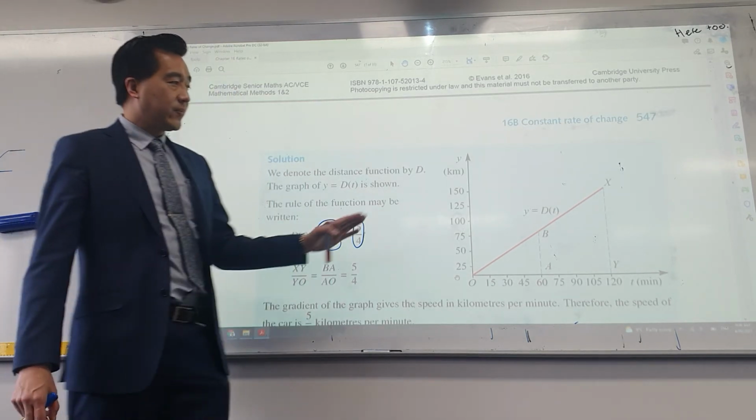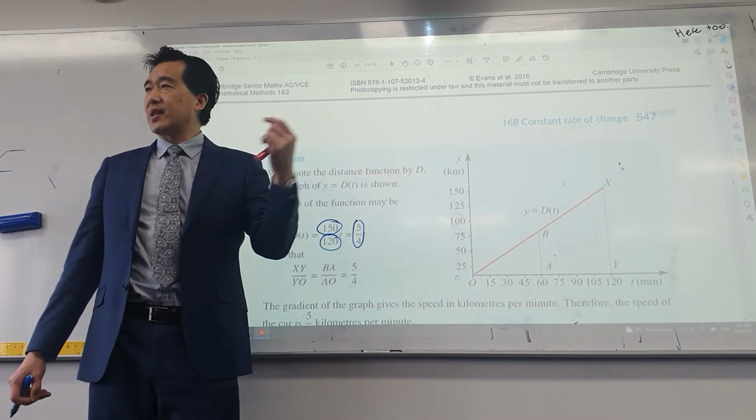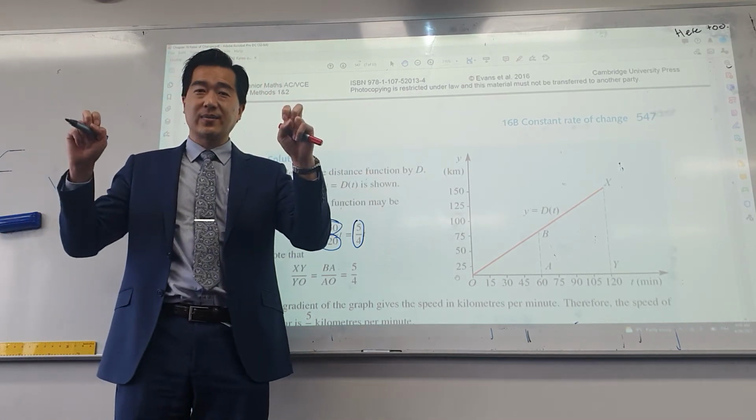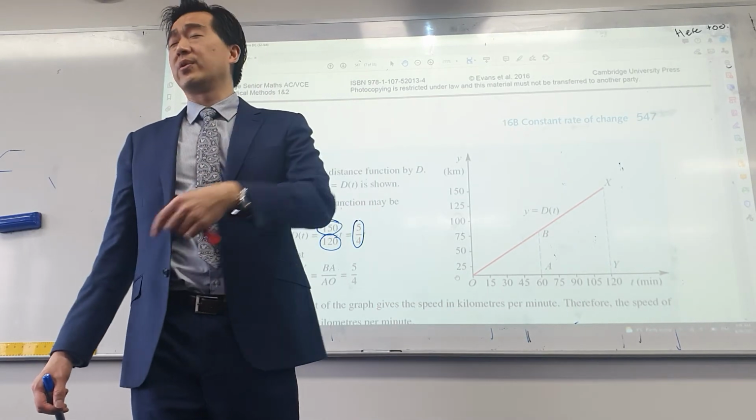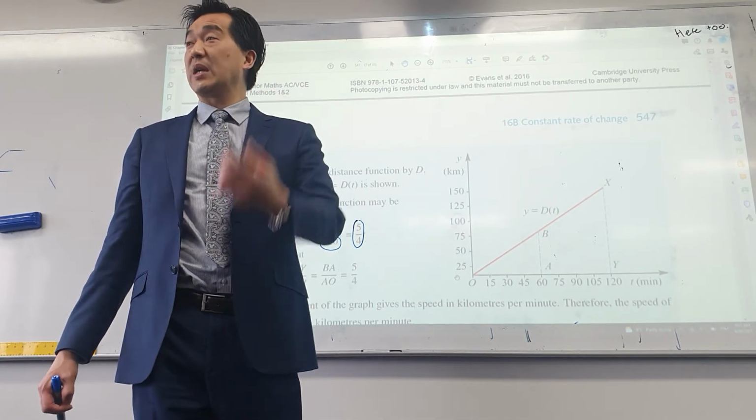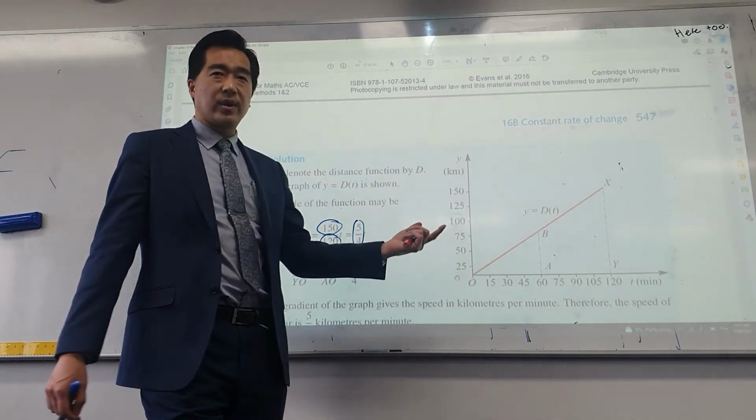Okay? And this one, it's constant because it's traveling at the same rate. Right? So the mathematical term is the same rate. The common term, or the one that we use in everyday life or in physics, is the same speed all the way through for the entire 2 hours.